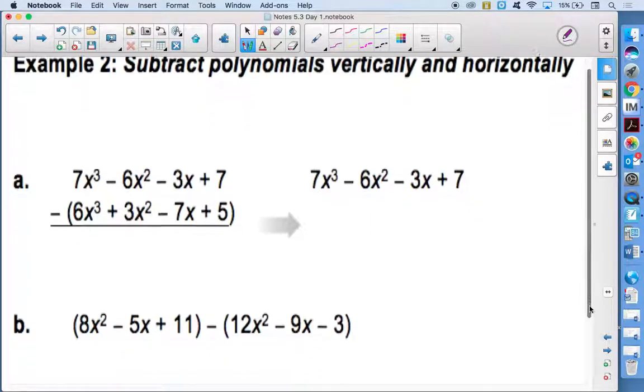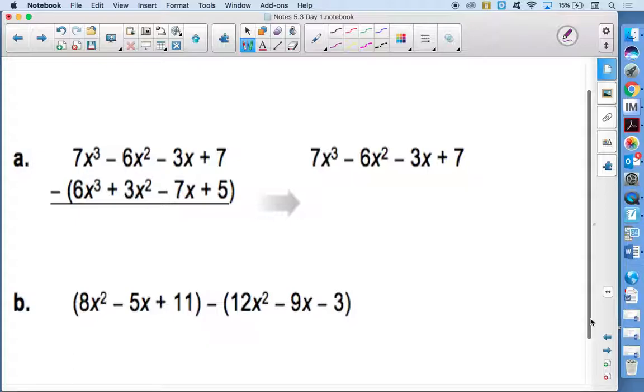So looking at the second group, it says we're subtracting, but really when you're subtracting, you're distributing that negative through. So Paige, if you distribute the negative through the second set of parentheses, what does it become? Negative 6x cubed minus 3x squared plus 7x minus 5. Right. So when you're subtracting, you're really distributing that negative through, and then we're just adding the terms together again. So distribute the negative through, and then again, just add vertically.